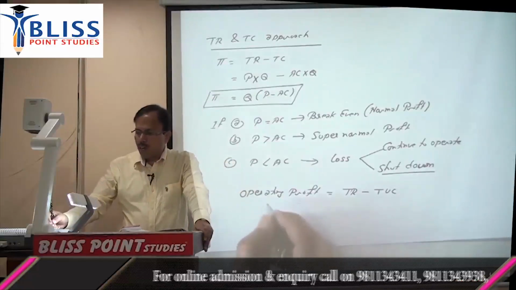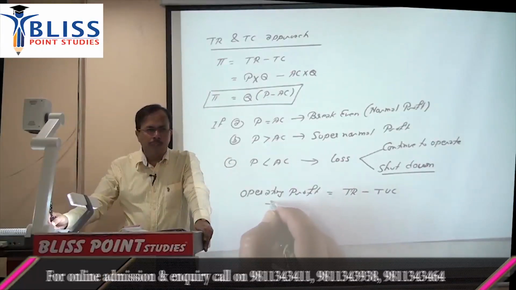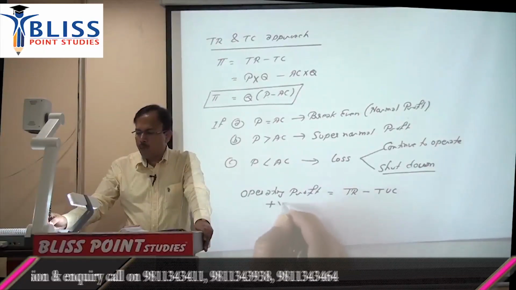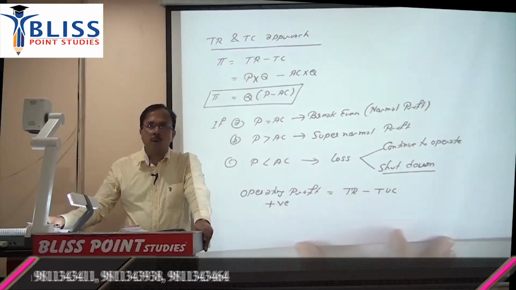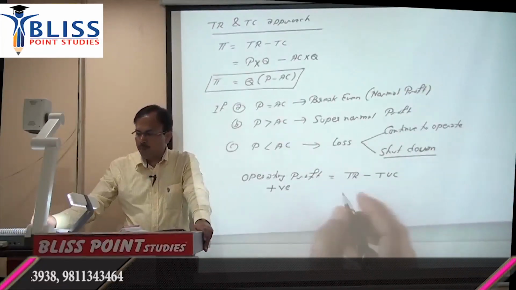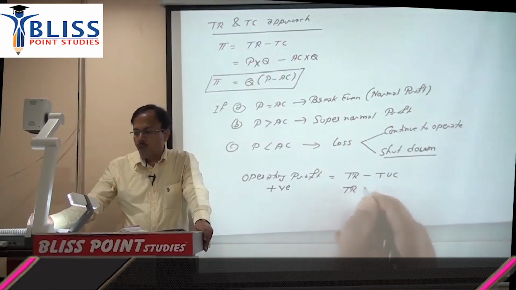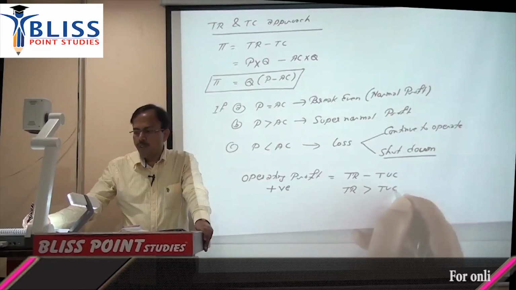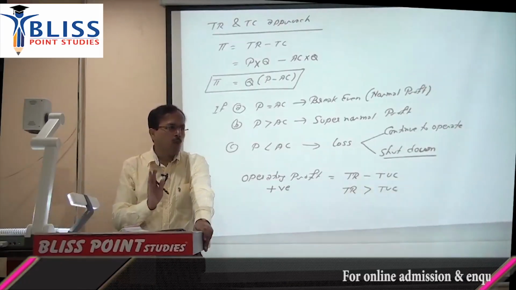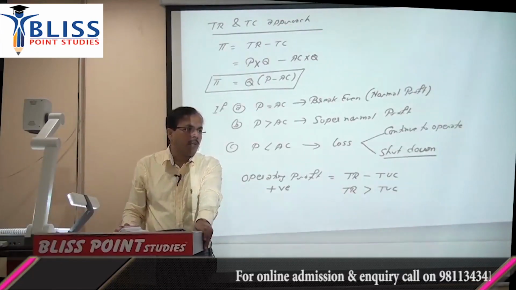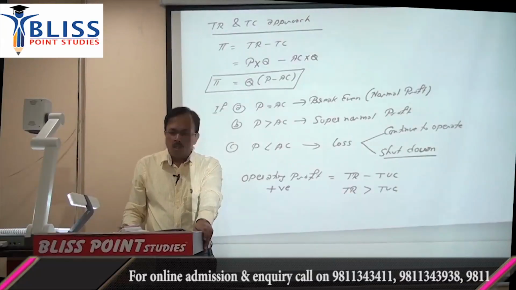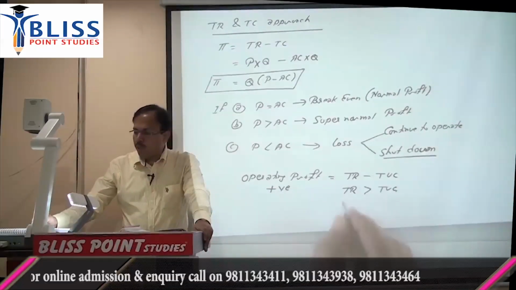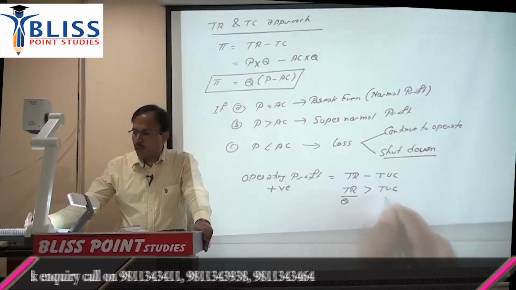So when there will be operating profit, if I say operating profit is positive, it means this total revenue will be greater than total variable cost. A revenue more than variable cost है, then there will be operating profit. So if you divide both sides by quantity, what will you get?